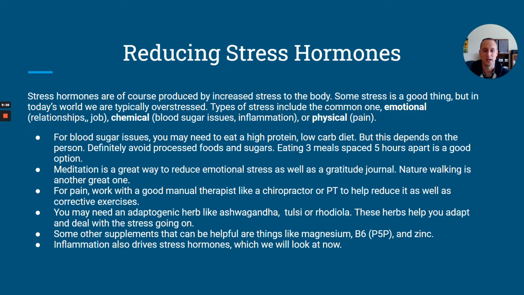Then there are times where I will recommend different adaptogens. An adaptogen helps you adapt to the current stress. It doesn't necessarily remove the stress, it just helps you deal with it. Ashwagandha, tulsi, and rhodiola are really good ones. Some other helpful supplements are magnesium, B6, in the active form, which is P5P, and zinc. Inflammation also drives stress hormones, which is what we're going to look at next.